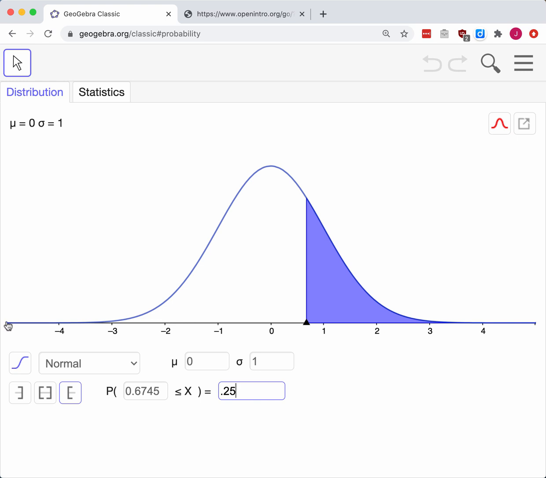It's the minimum. So if you put 50% area in the middle, then your critical values for a 50% confidence interval would be 0.6745, or sometimes people just round it to 0.67. So there you go, a short introduction on how to find critical values with the normal distribution with GeoGebra.